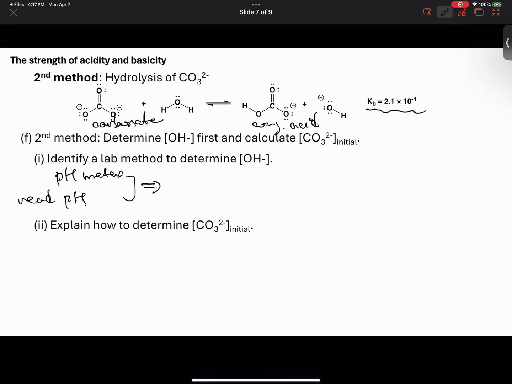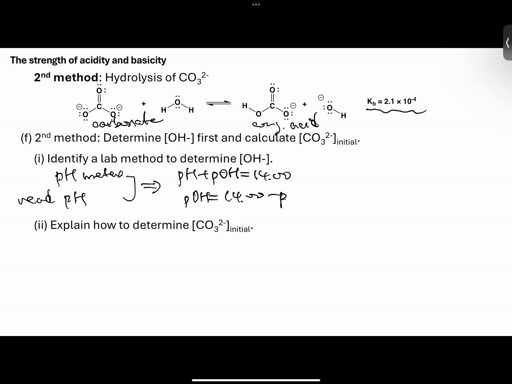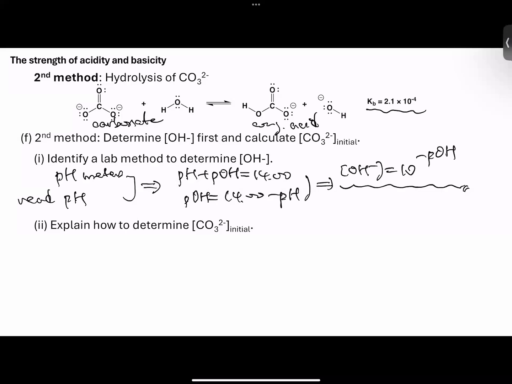And then from there, we know that pH plus pOH is 14.00. From there, pOH can be determined when you read the pH value: it is 14 minus pH. Once you determine pOH, then by definition of pOH, the hydroxyl ion concentration is 10 to the negative pOH. This is an anti-logarithmic function. Every p function is the negative logarithm by definition. When you take the antilog on both sides, the hydroxyl ion concentration is 10 to the negative pOH value. We can determine hydroxyl ion concentration this way.